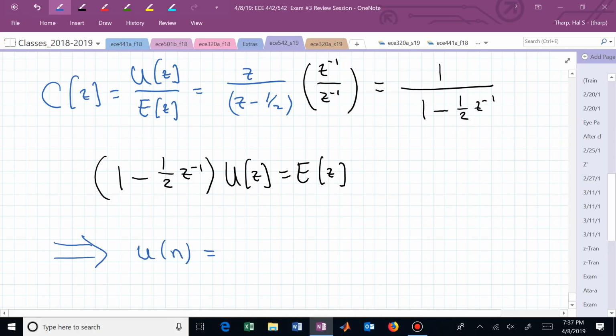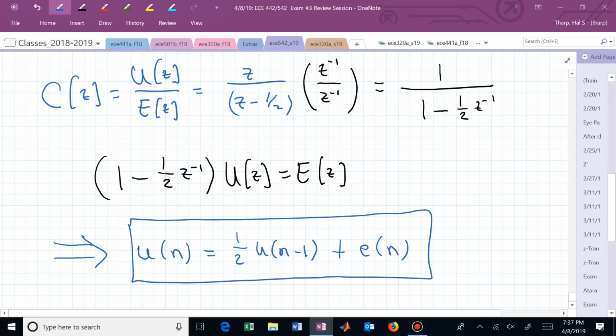Now my controller is simply saying, oh, I want to take the last control signal that I put into the plant and scale it by 1/2 and add that to the present error signal, and this is now my implementation of the controller. And you probably could code that up in a processor to generate the controller that you need to control that original system. This is the implementation, or what you might refer to as the realization of that controller.